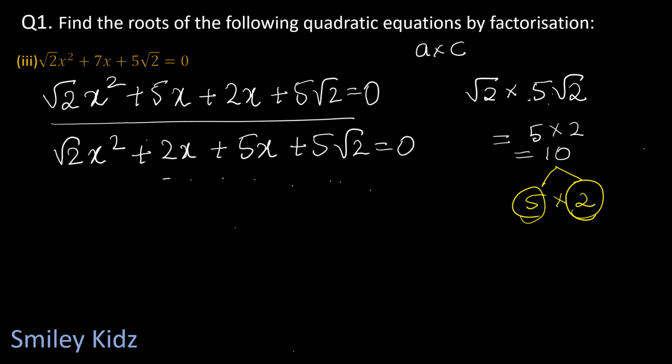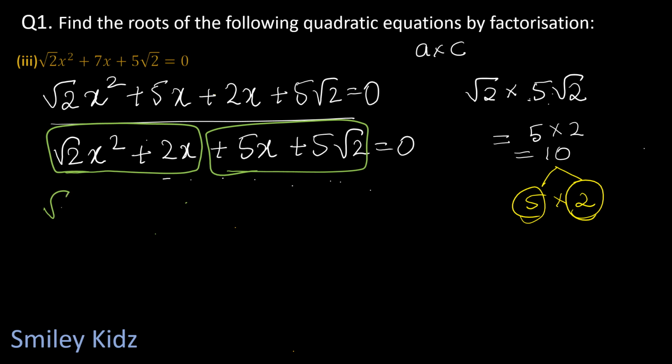Now in further simplification, I can take out something common out of both the sets, isn't it? In set 1, I'll be taking out root 2 common. So let me take out root 2x common, isn't it? So I'll be left with what?